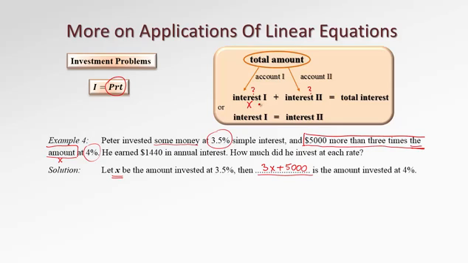x dollars was invested at 3.5%, and 3x plus 5,000, this whole thing, was invested in the second account at 4%. Now, to connect these two interests with the annual interest that is given, 1,440, we need to add the interest that we obtained from both accounts and equal it to 1,440. This way, we produce an equation that can be solved for x and we'll be able to answer the question.